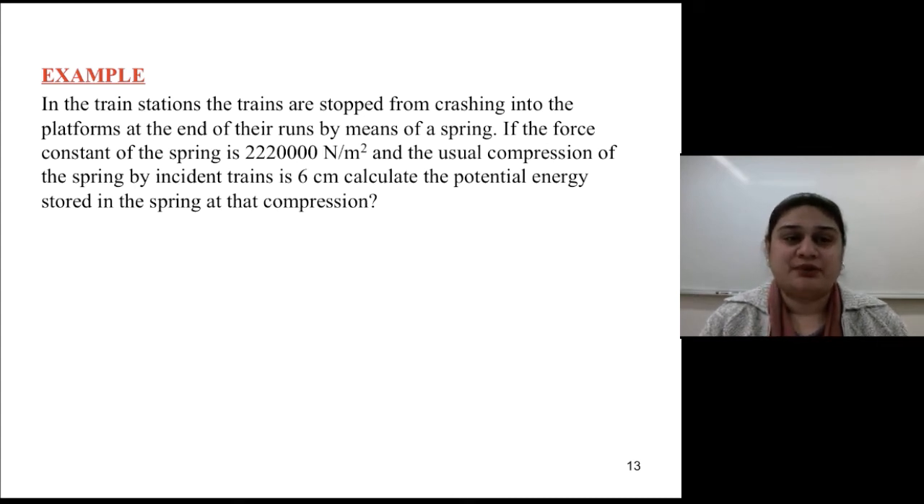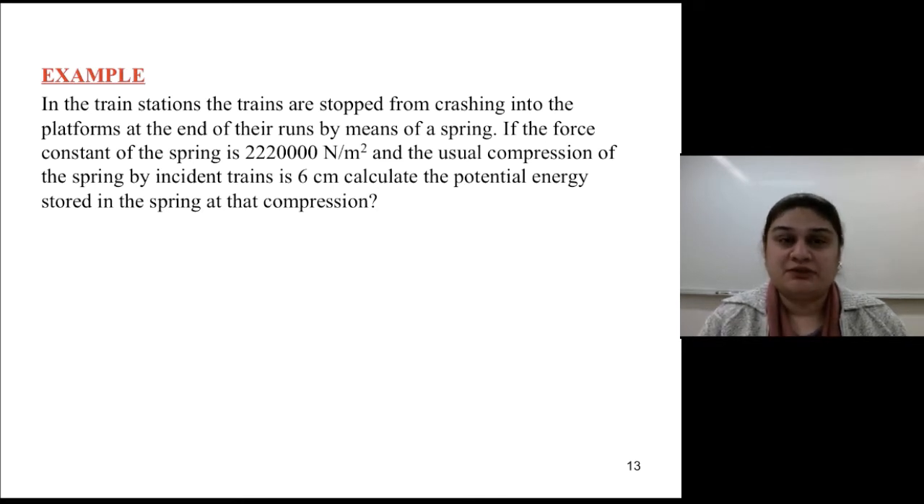Now let's do an example. In a train station, the trains are stopped from crashing into platforms at the end of their runs by means of a spring. If the force constant of the spring is 222,000 newtons per meter, and the usual compression of the spring by the incident train is 6 centimeters, calculate the potential energy stored in the spring at that compression.